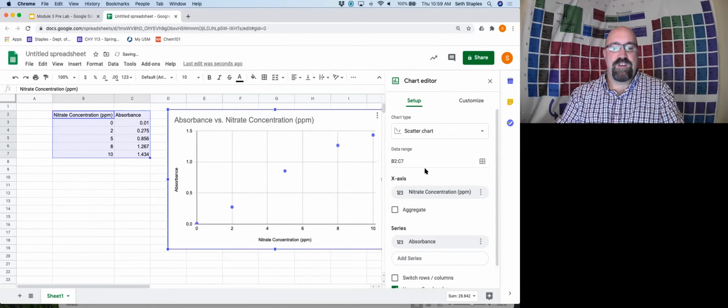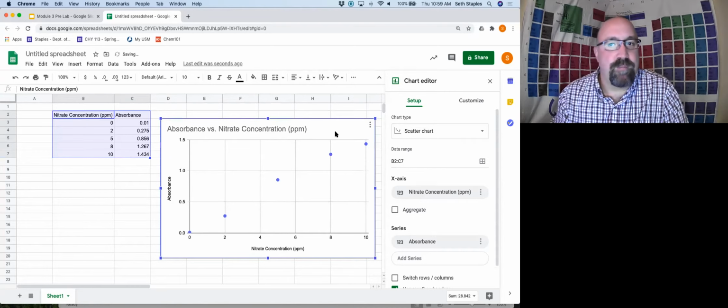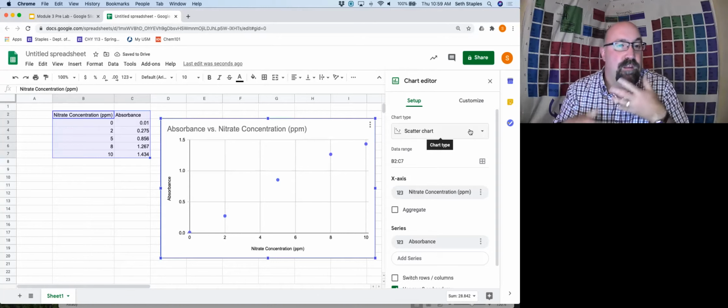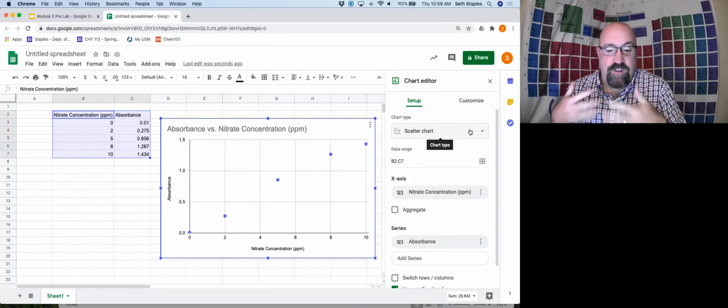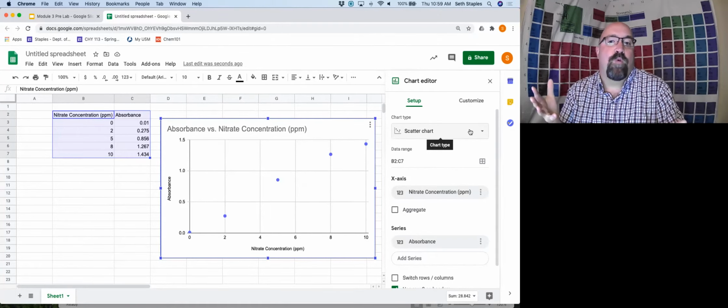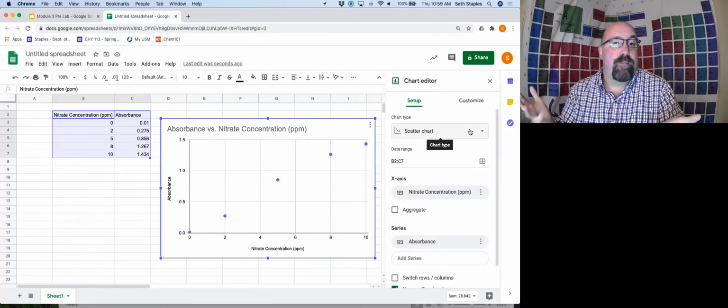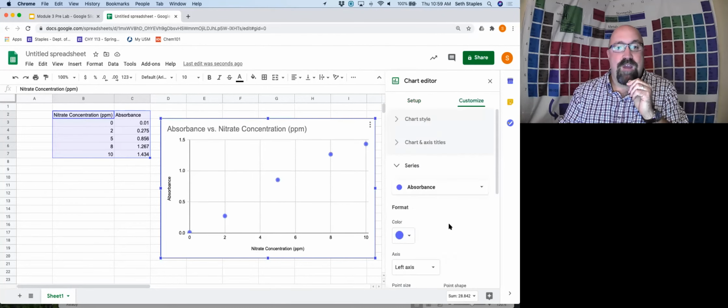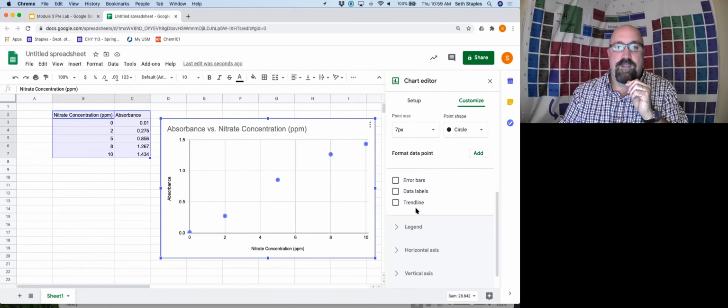A couple of things we see. One is that Google Sheets tends to be a little bit more intuitive sometimes, and it automatically selected scatter chart for us because Google Sheets saw that we had these two different data sets that it looked like we wanted to compare. It chose scatter chart for us, which is good because that's what we want. What we're going to ultimately need from this, though, is our trend lines. So we want to click on our data points, and then click on trend line.